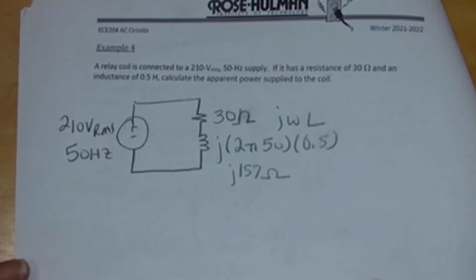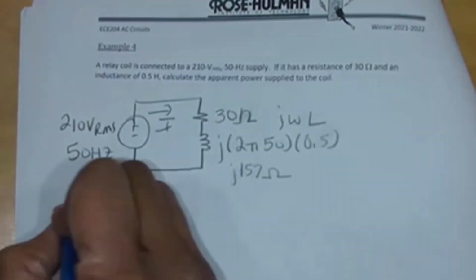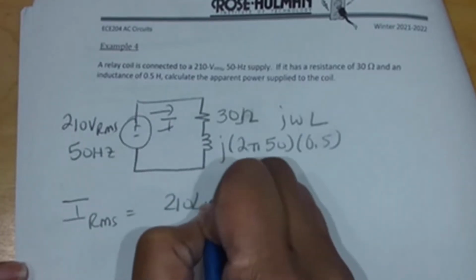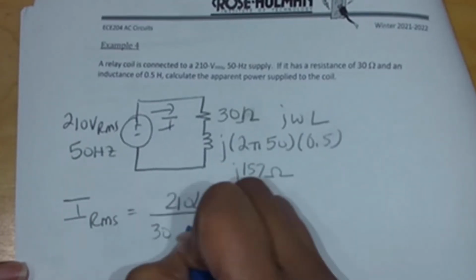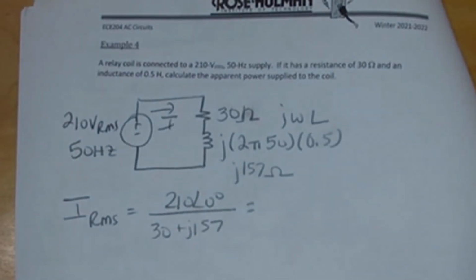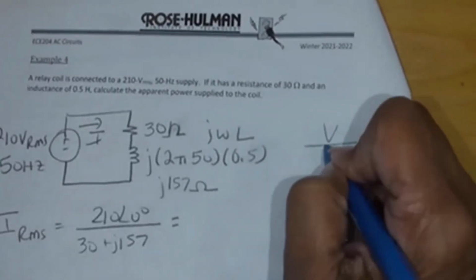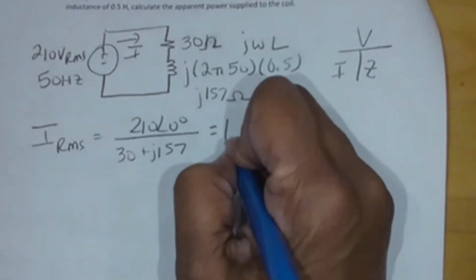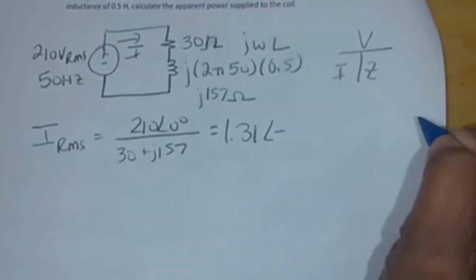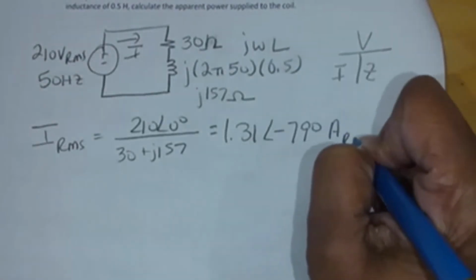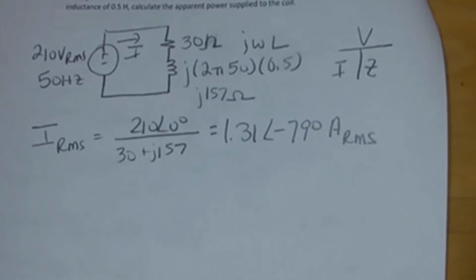All right. If I want the current, and this is going to be in RMS because the voltage was in RMS, it's going to be 210 angle 0 degrees over 30 plus j 157. So find that current. With an angle of negative 79.2 degrees. We'll just round a little. That's going to be amps RMS: 1.31 with an angle of negative 79 degrees. Did anybody else get that?